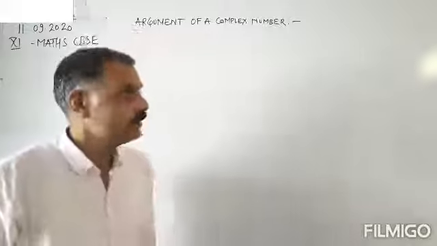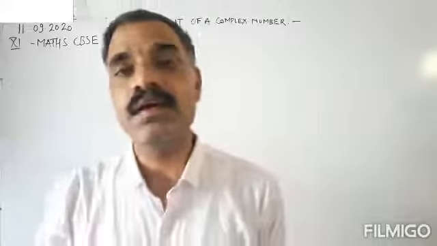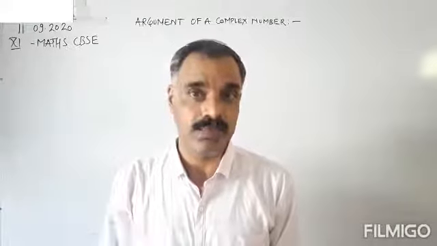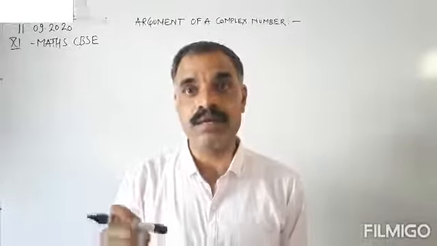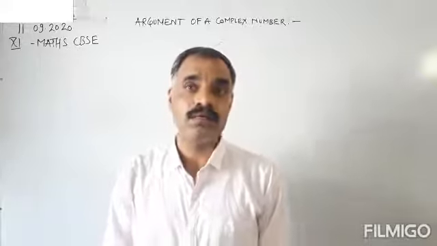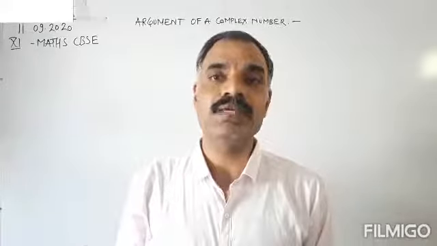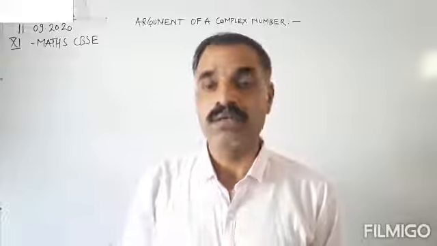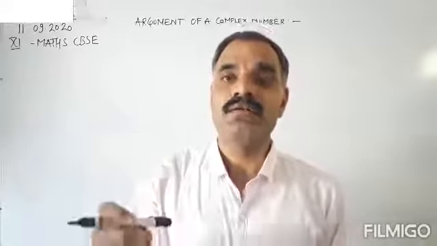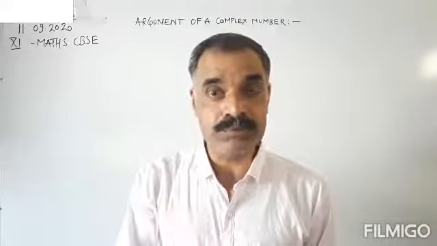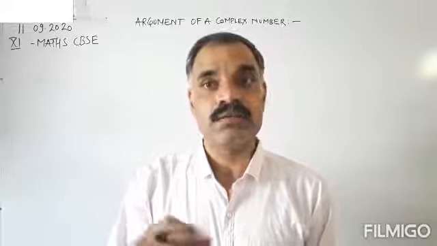The standard form of the complex number Z is a plus iota b or x plus iota y, and this complex number can be represented as the ordered pair (x, y), where x is the real part of the complex number and y is the imaginary part of the complex number. So complex number Z is equal to (x, y), and this point (x, y) can be plotted in two-dimensional coordinate geometry.